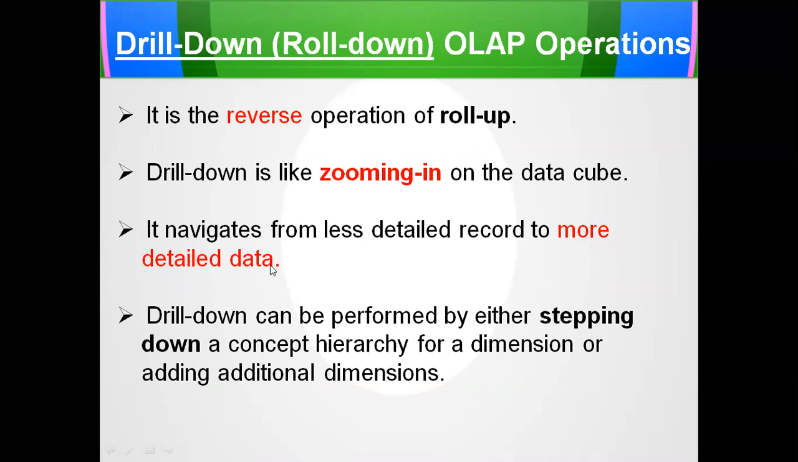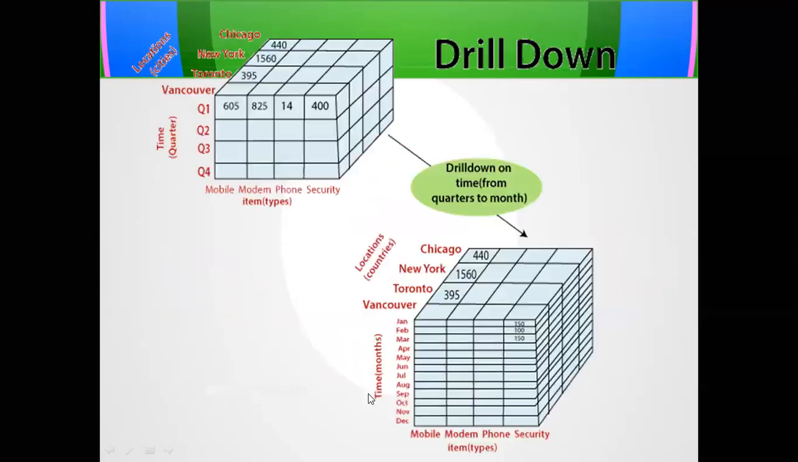As we discussed, my quarterly data you can convert into monthly data for the analysis with the help of drill down operation, right? So drill down operation will give you the more detailed summarized data. So it can be performed either by stepping down a concept hierarchy for a dimension or adding some additional dimension, right? That we discussed in the previous slide.